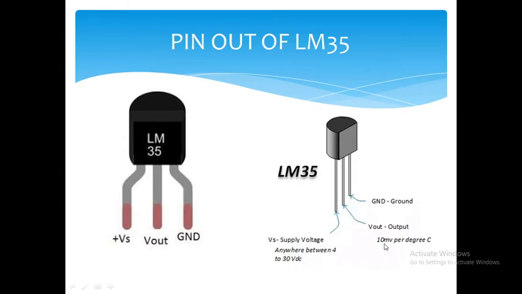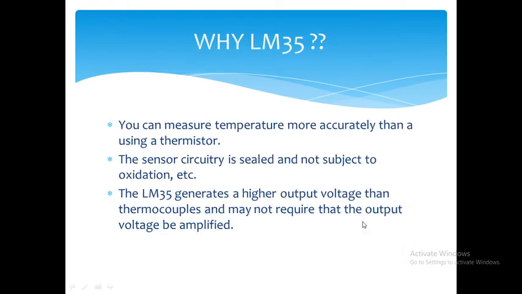Because while coding, we have to take this feature into account. So we have to modify this value. For per degree Celsius, it will use 10 millivolt. We can also use different kinds of sensors. Here, why are we using LM35? I already told that it will measure the temperature in terms of degree Celsius only.